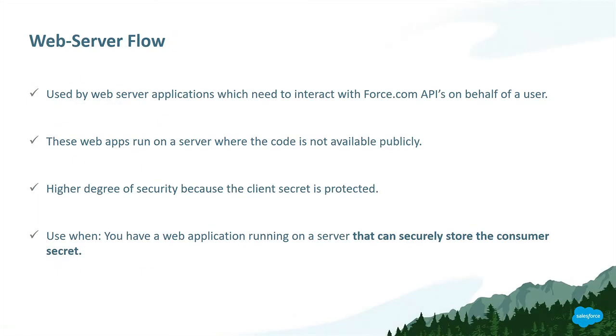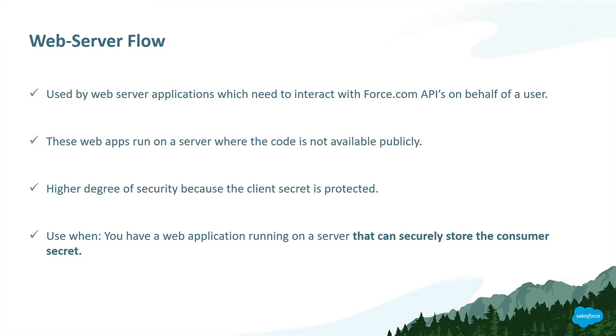So web server flow, as the name suggests, is used by any web server application that needs to talk to Salesforce. A good example would be LinkedIn or Fitbit. These applications would use the web server flow, and the key thing to note obviously is that because these applications are running on a server, they are more inherently secure. That means you can actually store your client secret in these apps. They are less susceptible to be hacked or to be compromised.